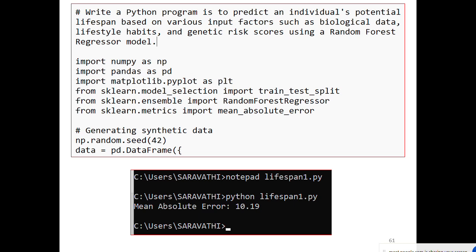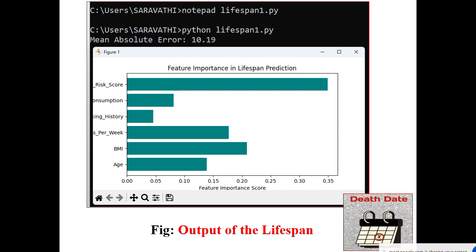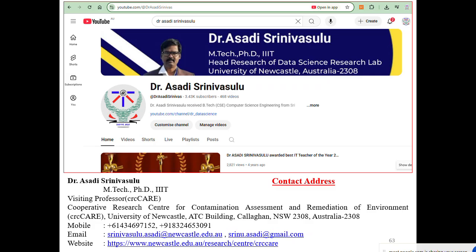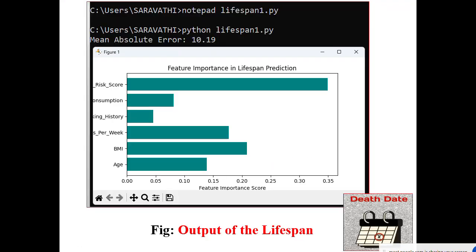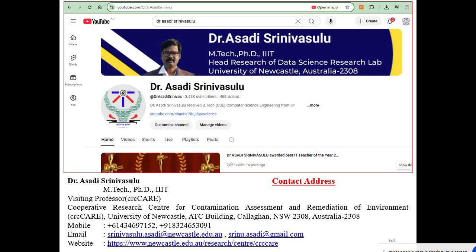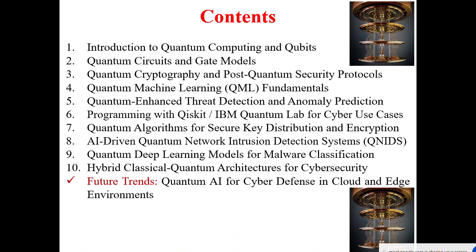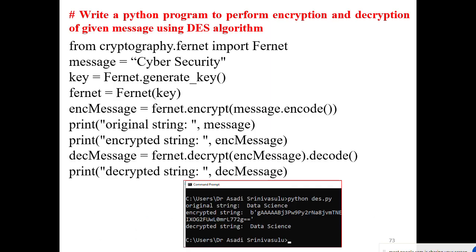np.random.seed, and we are executing the lifespan. The mean absolute error, MAE, is 10.9. These are the feature importances in lifespan we are getting: risk score, alcohol consumption, smoking history per week, body mass index, age, feature importance score, output of the lifespan, etc. So with this one, I am closing the complete introduction part so far, Amma. Now we will move to the actual part of our data structure subject. Any doubt, please ask me so far.